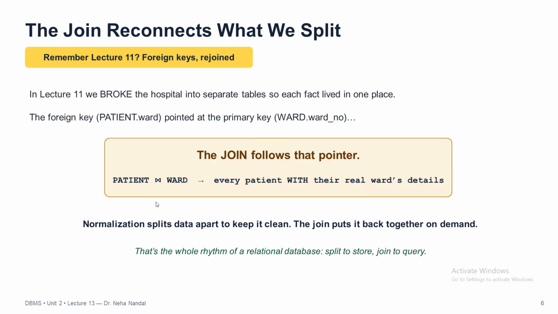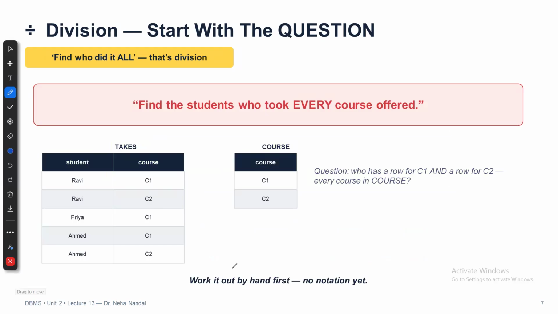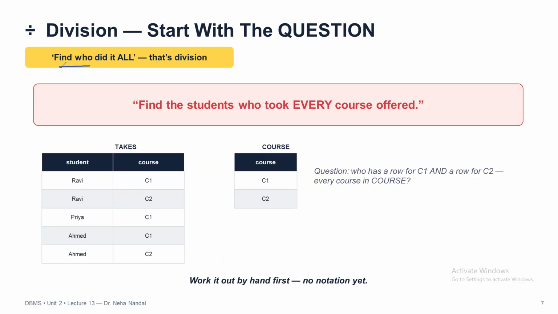Now let's move further. The next one is division. What happens in this? Find who did it all. So please remember this term. Okay, so let us work on this one. This is again one operation in relational algebra and a very crucial one. Find who did it all. Remember this term. That is called division.